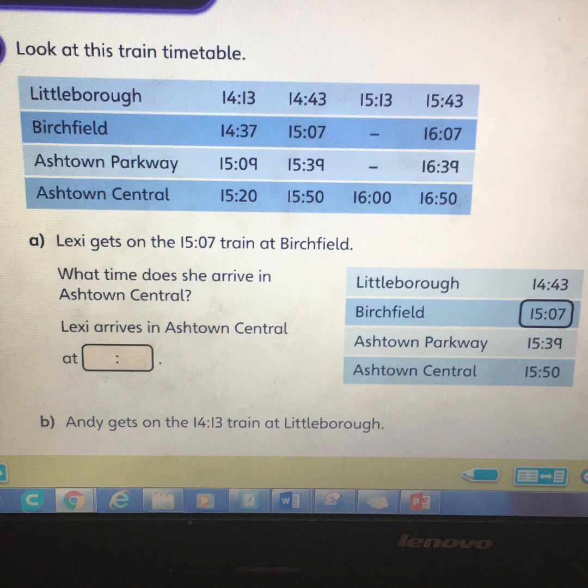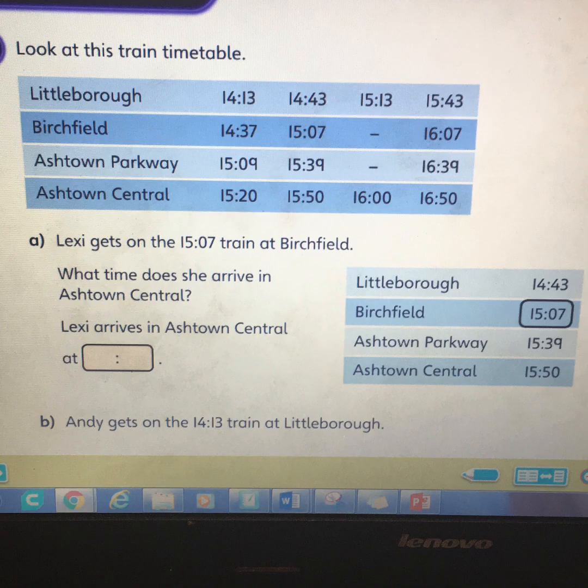Okay, time for the think together. So this time, is this a train timetable or a bus timetable? It's a train timetable. I know that because it says it at the top. That's why it's always important to read the information around timetables in a question so that you know what you're dealing with. So it's a train timetable.